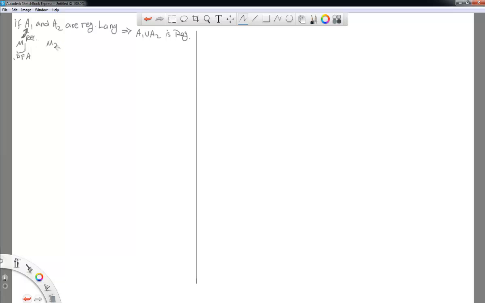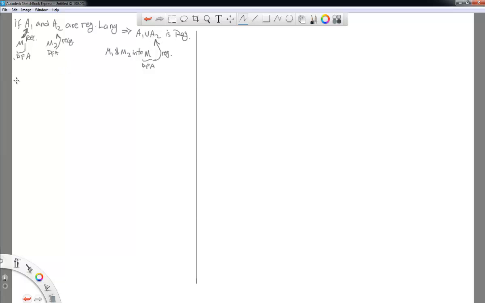And then some M sub 2 DFA again recognizes A sub 2. Then what I'm going to do is combine M sub 1 and M sub 2 into M, again being a DFA, and then I'm going to show that M recognizes A sub 1 union A sub 2, and therefore, since some deterministic finite automaton recognizes this language, it must be regular.